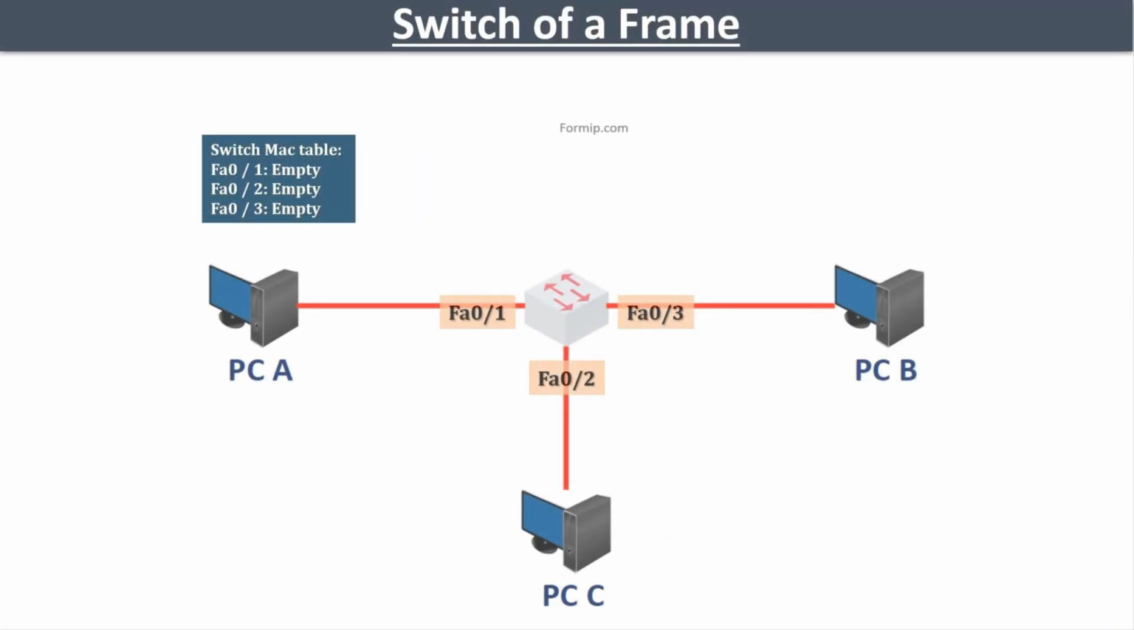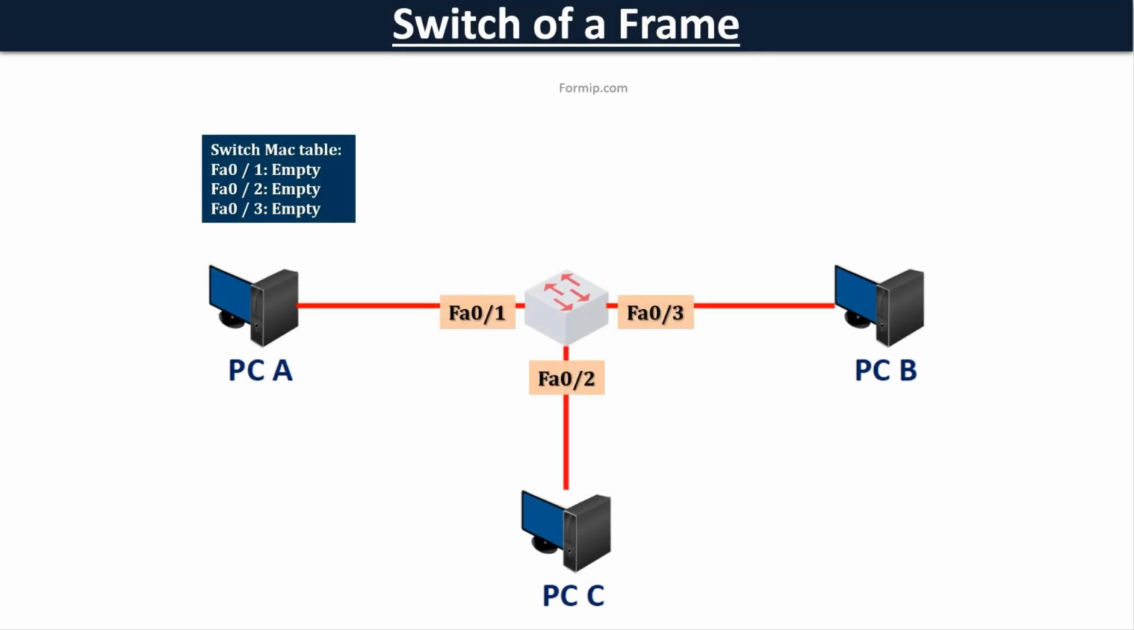Now let's look at the path of an Ethernet frame. The switch builds and maintains a table called the MAC table. This is a matching table that links the MAC addresses to the switch ports. The MAC table is stored in the switch's CAM, Content-Addressable Memory. The CAM is a type of memory that allows you to do very fast searches.